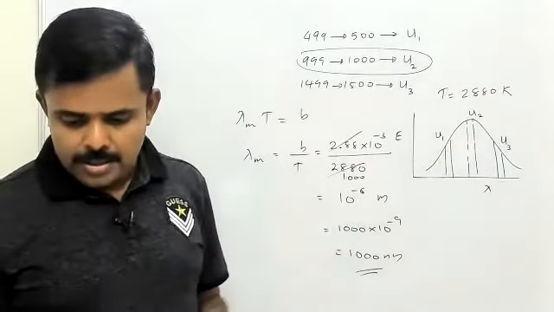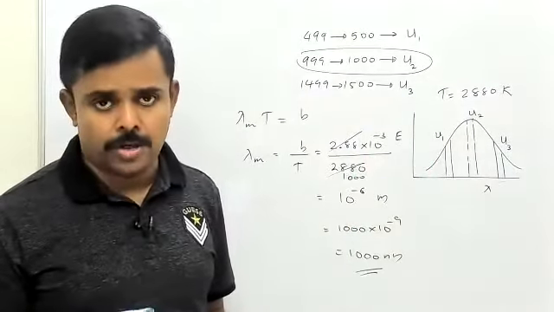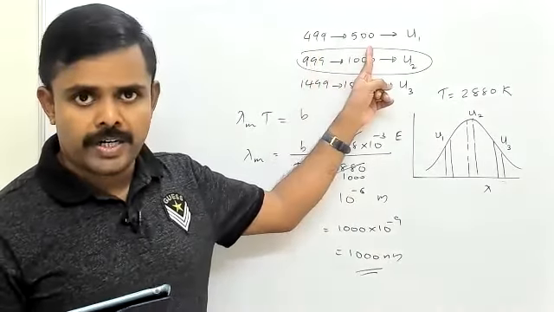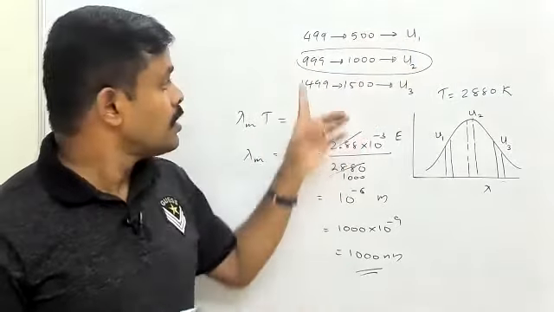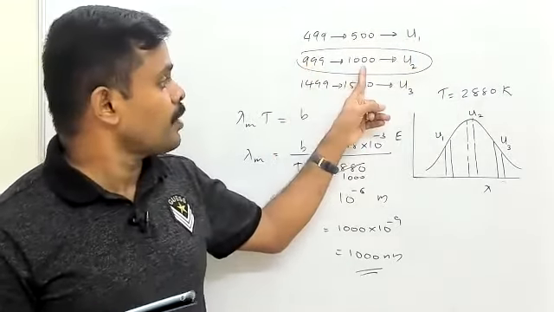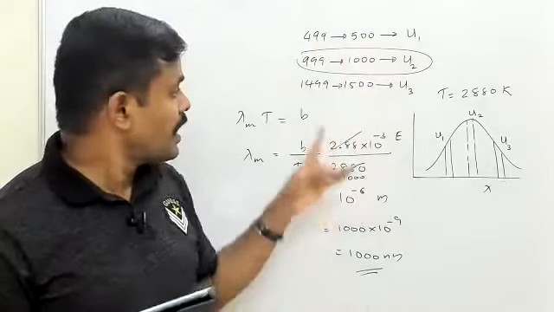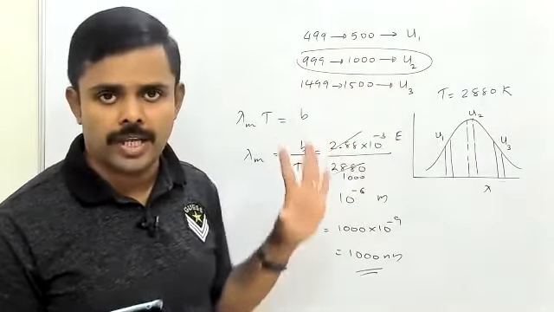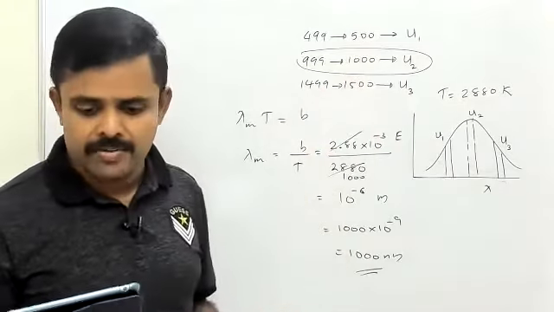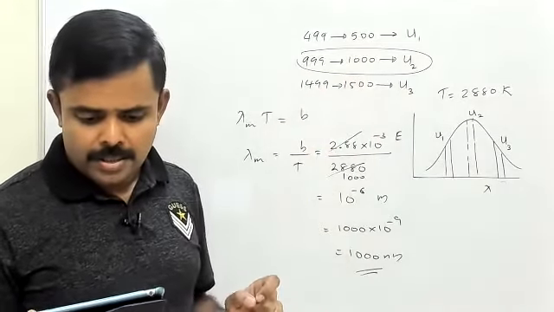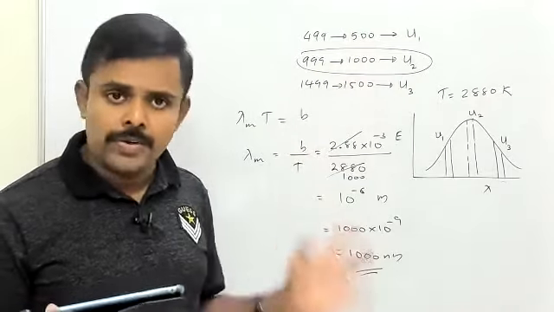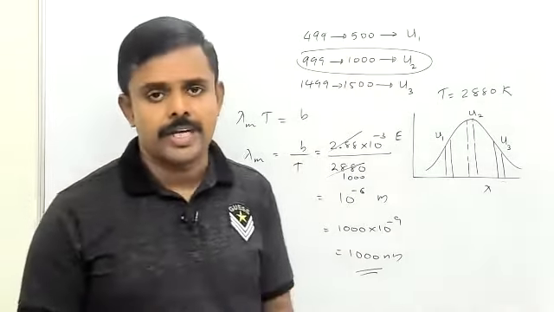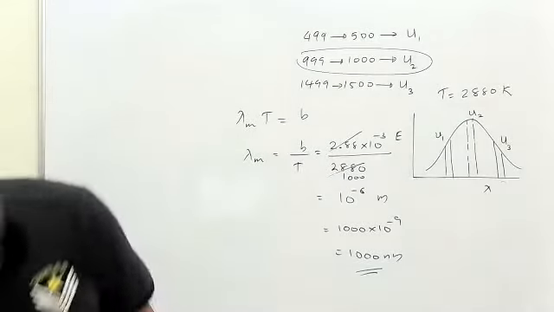Anyway, the energy of radiation emitted by the object, the energies are given. For 499 nanometer to 500 nanometer, energy is U1. 999 nanometer to 1000 nanometer, energy is U2. And 1499 nanometer to 1500 nanometer, energy is U3. Okay, all the three energies are given. And Wien's constant is given. Then the options: U1 is 0, U2 is 0, U3 is 0, U1 greater than U2, U2 greater than U1. So how do we do this?